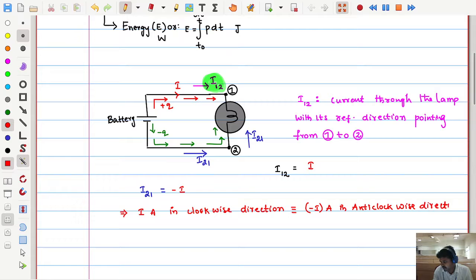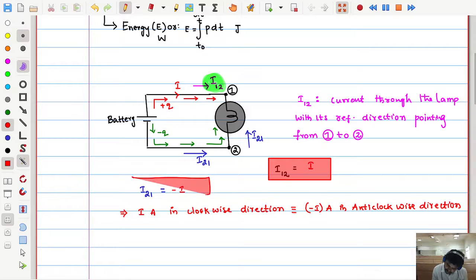This is very important, especially while making analysis of the circuit. So I can say I21 is equal to minus I here in this circuit, or I can say I12 is equal to I. In either of the notations we may utilize. So these are two important conclusions you should try to understand very carefully. I21 is equal to I12 in magnitude, but both have opposite directions.